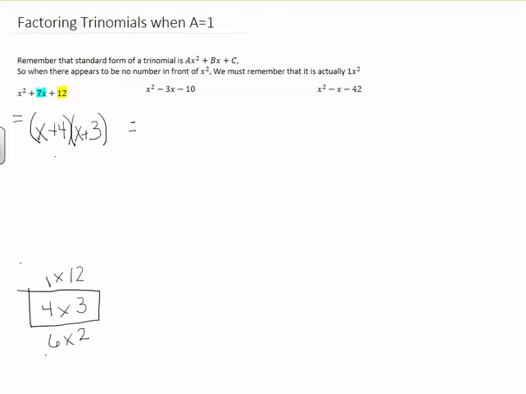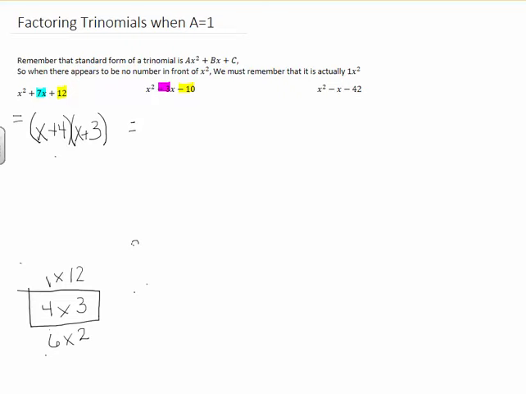I now need two numbers that multiply together to give me negative 10. I have to include that negative, and afterwards those same numbers are going to have to add to be negative 3. So if you need to, you can always do some rough work on a scrap piece of paper down below.